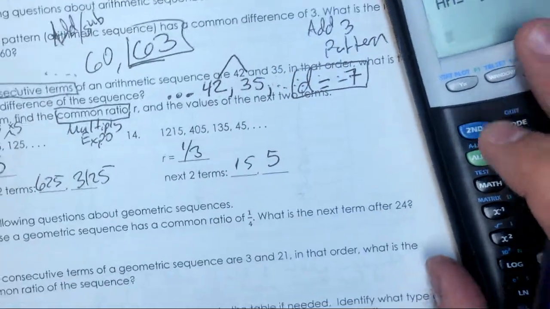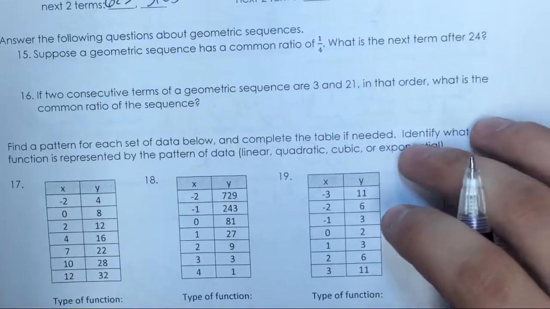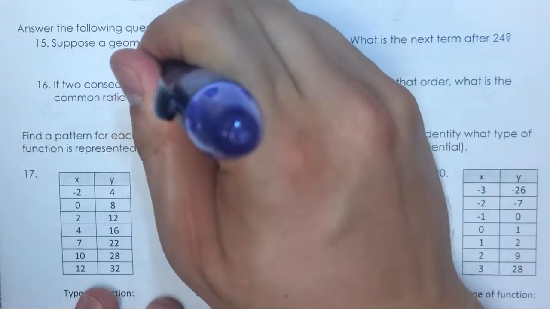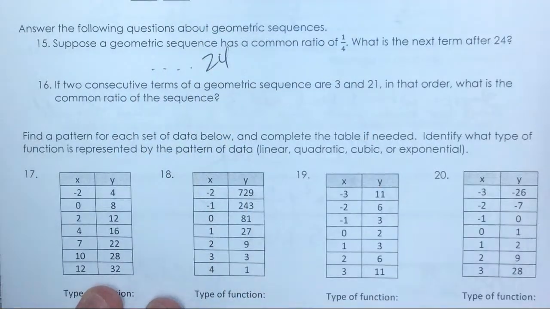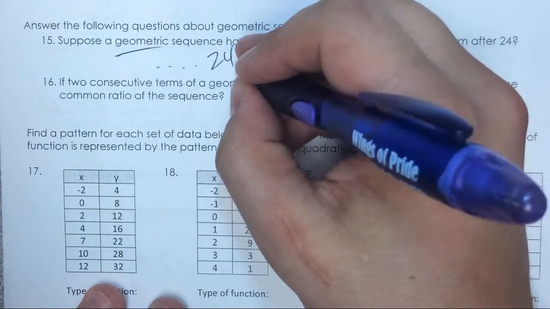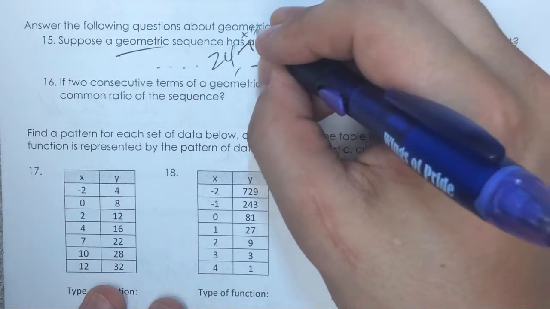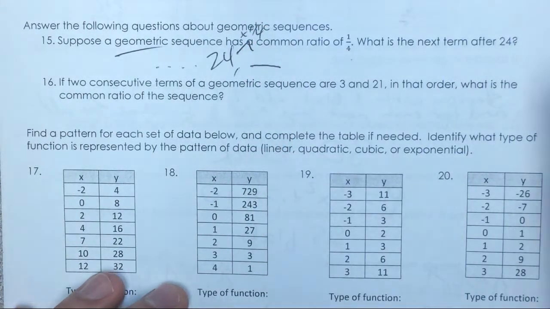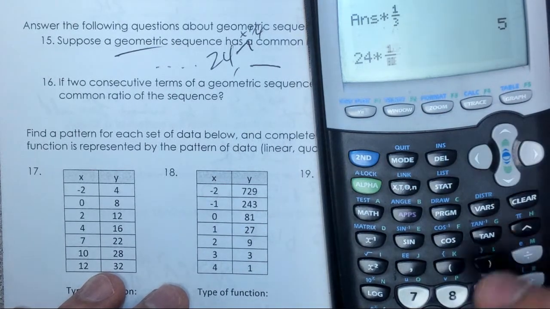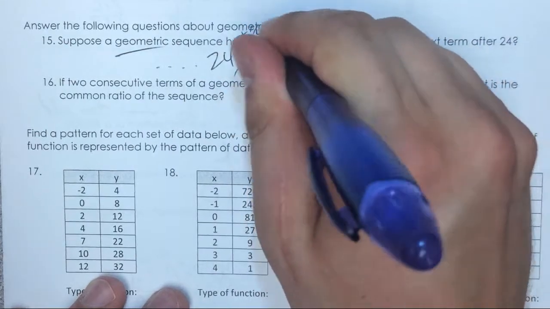Okay, next two just little word problems again. So suppose we've got a geometric sequence, a common ratio of 1/4. What's the next term after 24? So we got the sequence, 24 comes up. It's a geometric sequence, which means that it's a multiply pattern. So it's just saying, what's the next one? Okay, if we multiply by a 1/4, what are we going to get? So that is 24 times 1/4, and we get 6. And that's our answer.